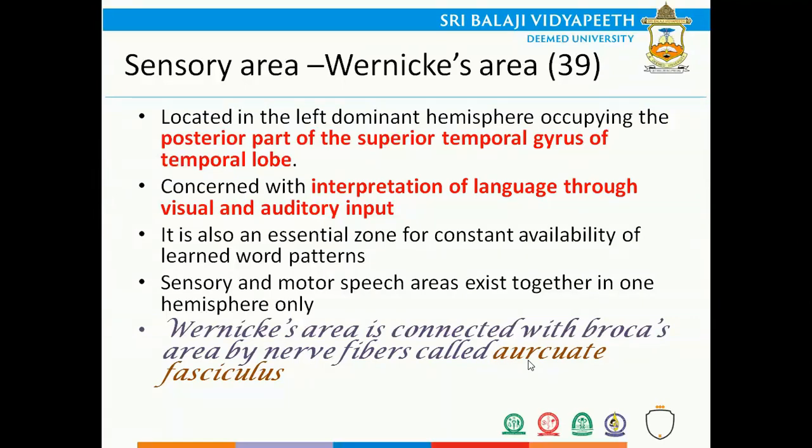Arcuate fasciculus is nothing but a bundle of fibers that connects the Wernicke's area with the Broca's area, because Wernicke's and Broca's both of them have the function of language interpretation. They are responsible for speech. The Wernicke's area is responsible for language interpretation, and the Broca's area is responsible for speech. So since they are concerned with speech, both of them are interconnected.